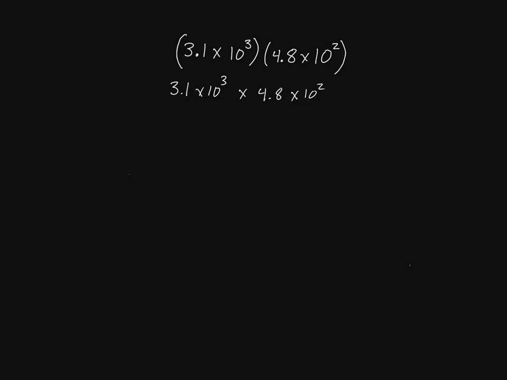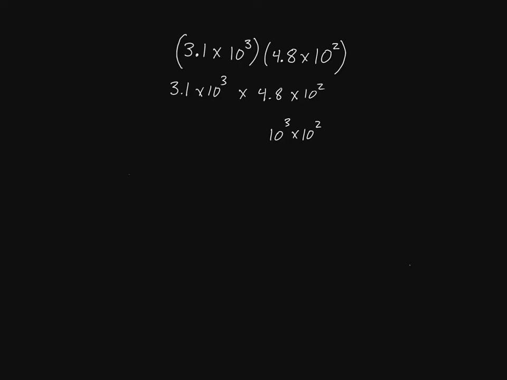Now, they are all numbers, but some are in the power of 10 and the other ones are just regular rational numbers. So I'm going to put the power of 10 together and I'm going to put it to the right side. So we have 10 to the third power times 10 to the second power. You can see that the 10 to the third power comes from here and the 10 to the second power comes from here.